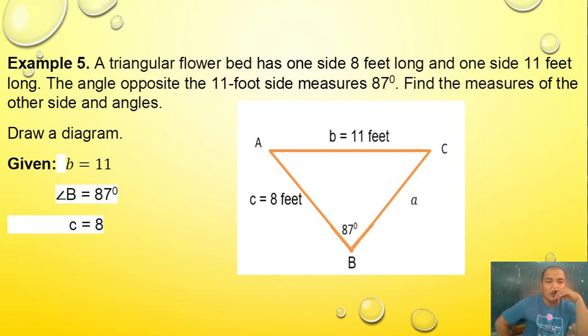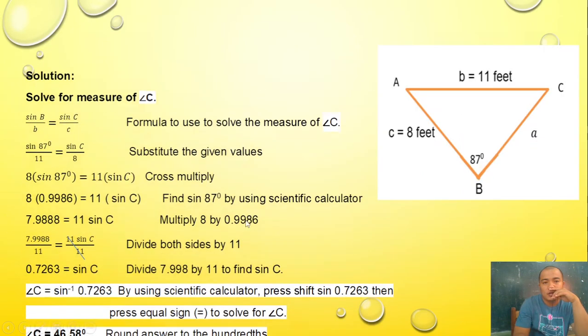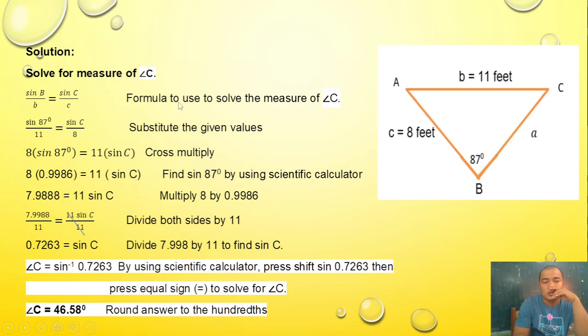Number 5, a triangular flower bed has one side 8 feet long and one side 11 feet long. The angle opposite the 11-foot side measures 87 degrees. Find the measures of the other side and angles. Okay, so let us solve for angle A, angle C, and side A. So I think we can solve the other parts using the law of sines. Let's solve for the measure of angle C.